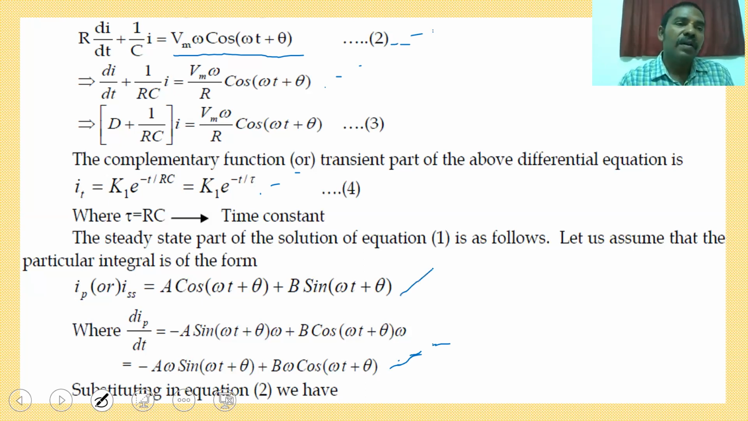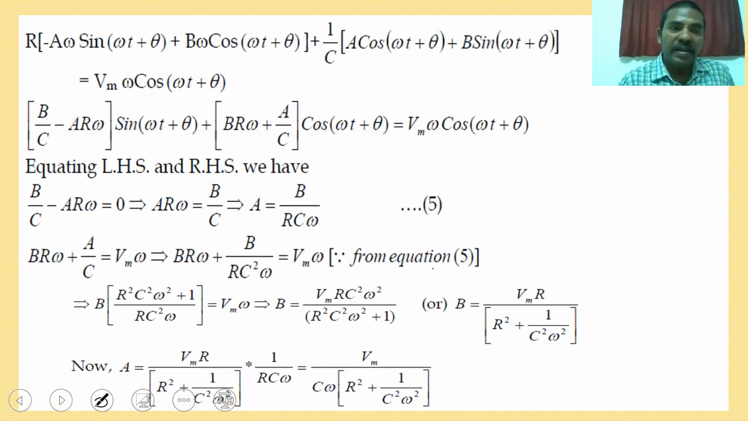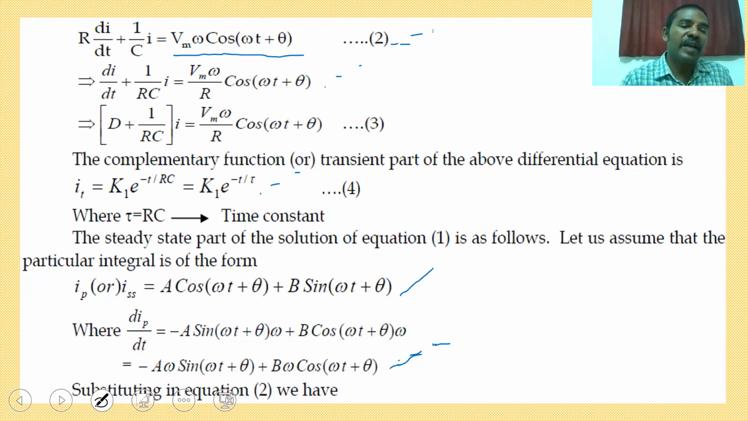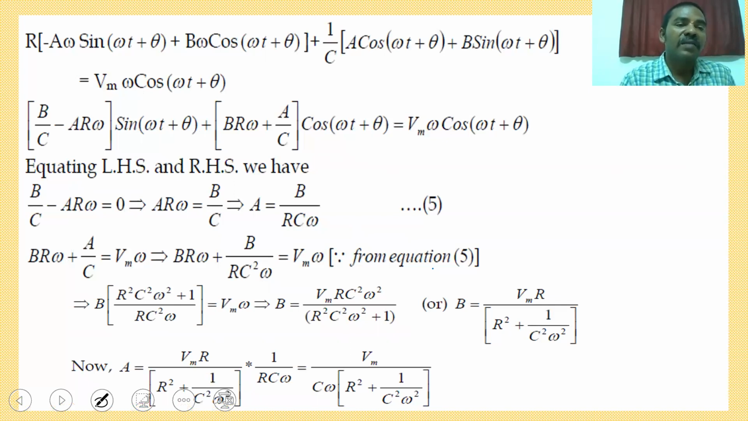If you substitute, you get R into di by dt, that is R times minus A omega sin(omega t plus theta) plus B omega cos(omega t plus theta), plus 1 by C into i, that is A cos(omega t plus theta) plus B sin(omega t plus theta), equal to Vm omega cos(omega t plus theta). Then segregating the sine terms and cosine terms: (B by C minus AR omega) into sin(omega t plus theta), plus (BR omega plus A by C) into cos(omega t plus theta), is equal to Vm omega cos(omega t plus theta).